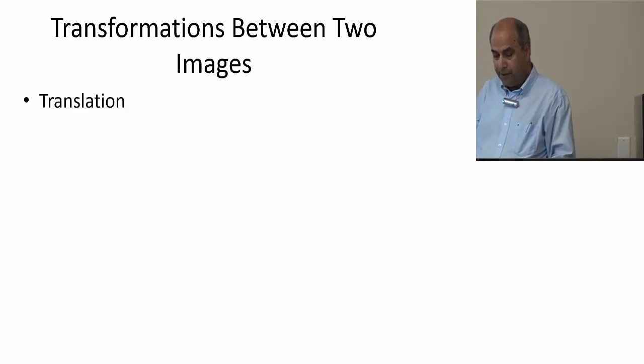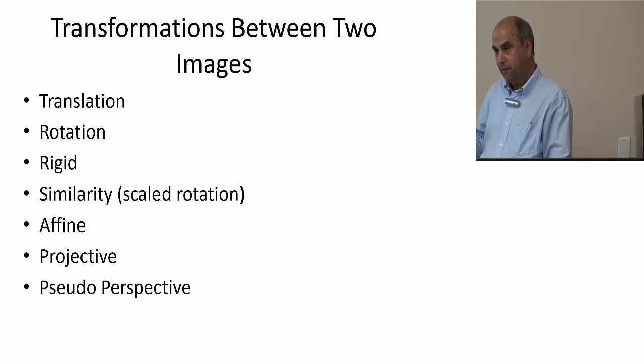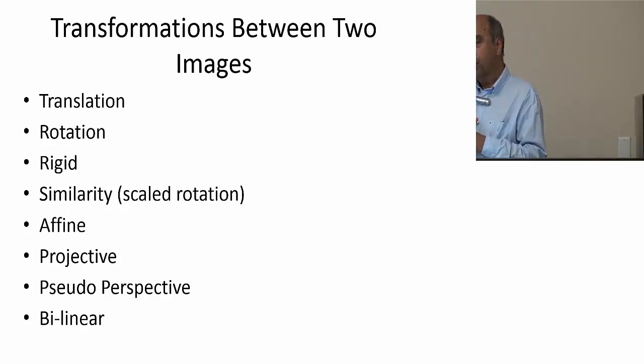We have talked in great detail about transformations. A transformation can be just translation, where one image is translated compared to the other image. It can be rotation. It can be rigid, which contains both rotation and translation. It can be similarity transformation, which compares the scale and the rotation. And affine, which has 6 parameters. Projective, which has 8 parameters. And pseudo perspective, which is an approximation of the projective. And then we have bilinear, and so on. So we have gone through the whole series of transformations, you know how we achieve them, and we have used them to align images and so on. Okay, so now this is in that context.